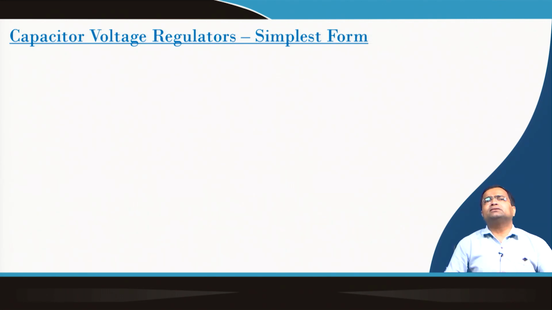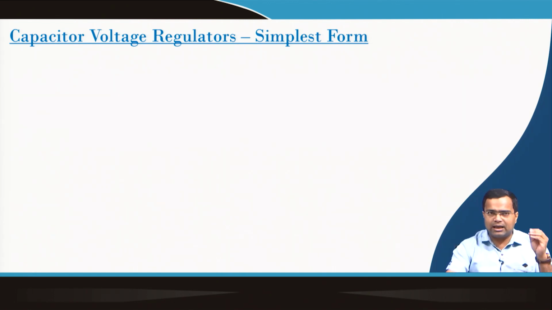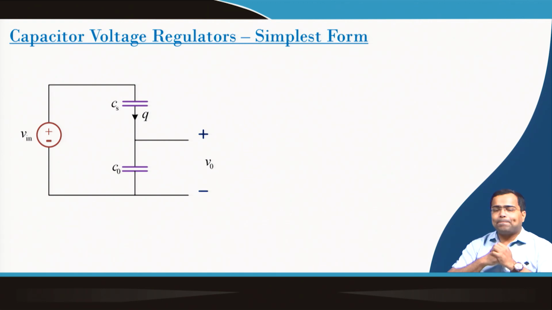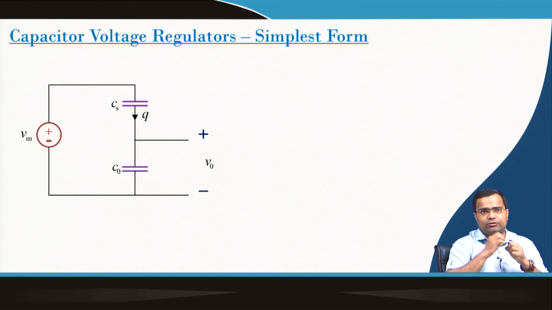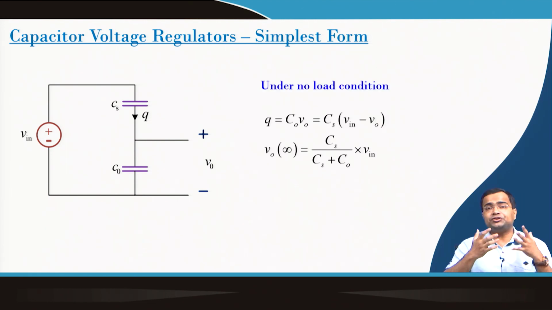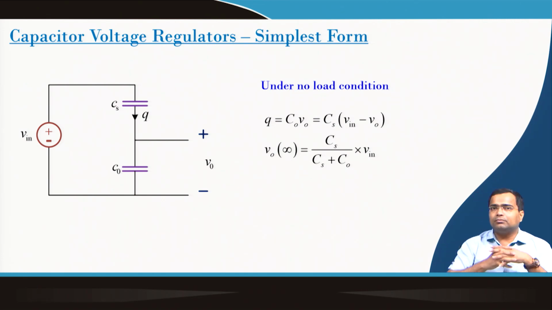So, you have to think of something using energy storing elements rather than dissipative elements to further improve the efficiency and also to achieve voltage regulation. One way is to use a capacitive network. Here we are using two capacitances in series, and if we take the voltage across one capacitor, it can be represented by the ratio Cs by Cs plus C0, and that times the input voltage will be the output voltage.